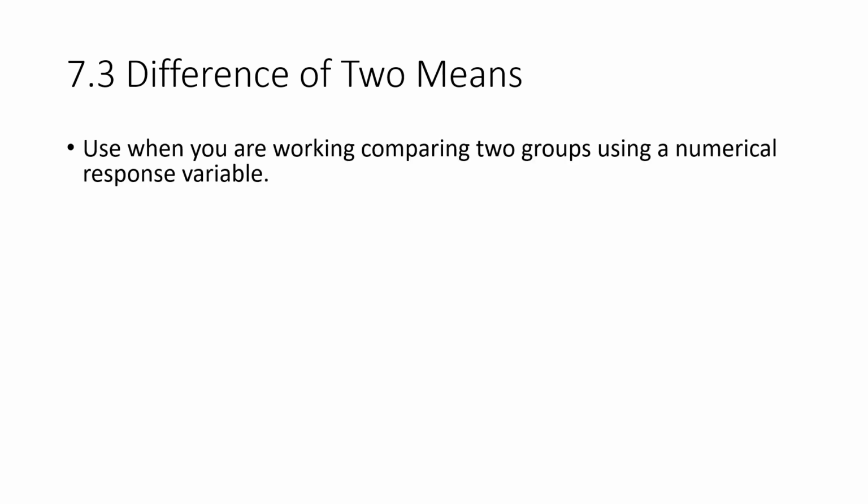Section 7.3 focuses on inferences for a difference in two means, testing to see if the means are different or making a confidence interval for how big the difference is between the means in two groups. We use a difference in means when we're comparing two groups using a numerical response variable. So we've got a categorical variable that we're using to form the two groups, and then a numerical variable that we're using to compare them.